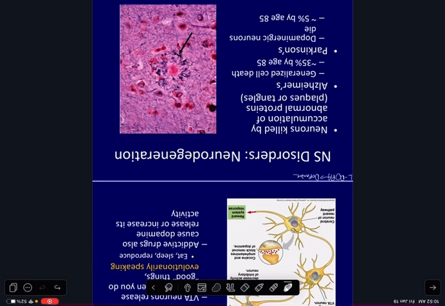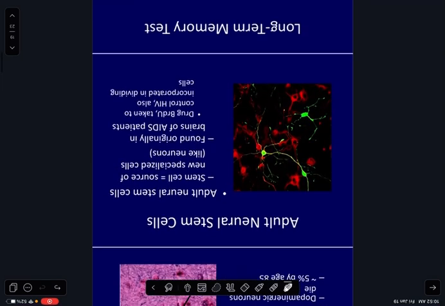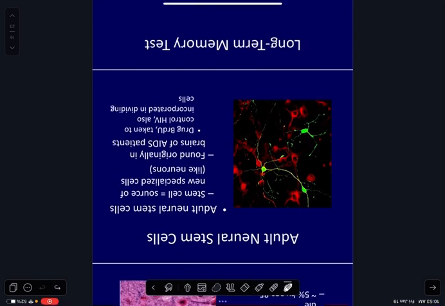So I think I've mentioned this before about adult neural stem cells. All these diseases are really depressing, right? I don't like to depress you all, like, oh great, this is what I have to look forward to. But it's actually not all bleak.